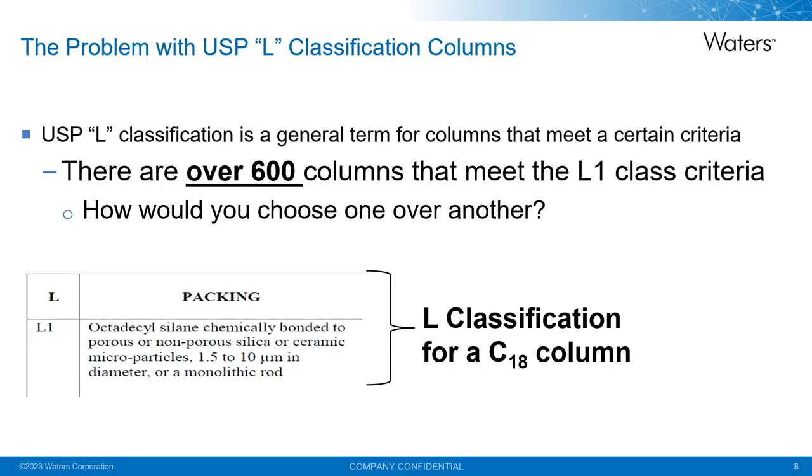So the first one I mention is a USP or L classification type column. If we look here, for example, at the bottom, we see an L classification, and the definition there is an octadecyl silane chemically bonded to a porous or non-porous silica. So that's here in L1, an L classification for a C18 column. Unfortunately, there are over 600 columns that meet the L1 class criteria. So how would you choose one over another?